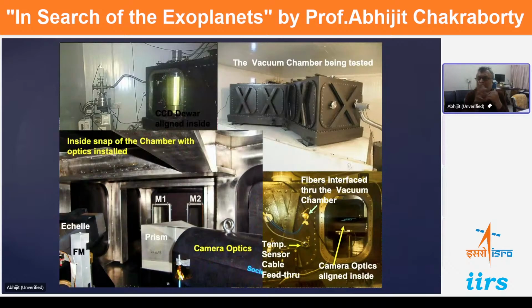Similarly, you have to put this instrument in a vacuum with a stability of 0.01 millibar or better than that, so that your instrument is stable to a level of 1 meter per second. Now, to make this is very difficult, because of large size temperature control. But fortunately, at PRL, we were able to achieve this instrument building of a stabilized spectrograph.